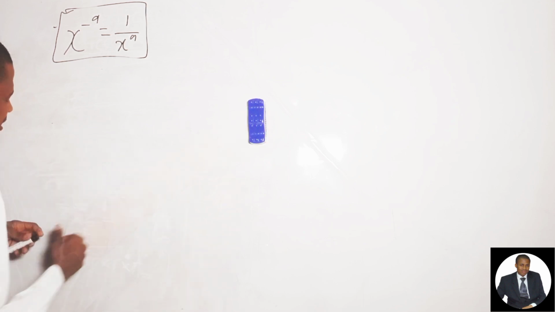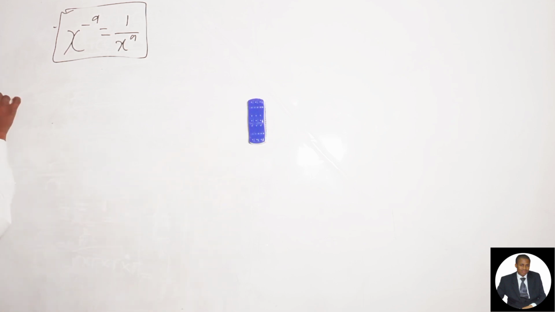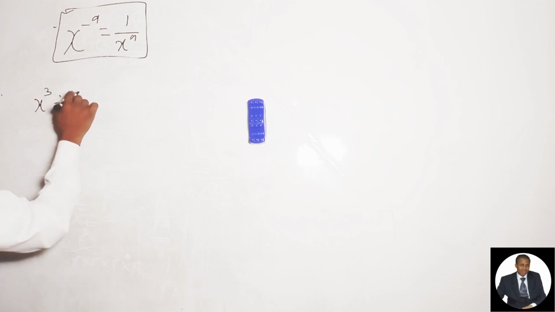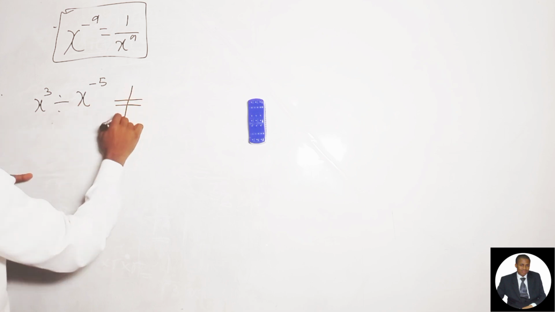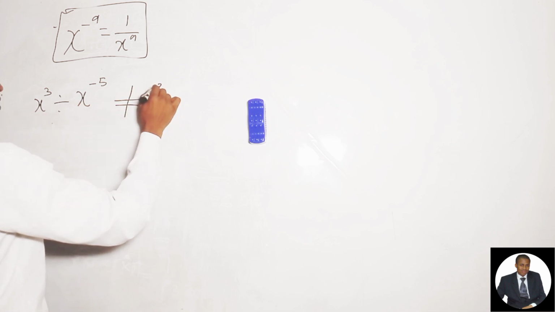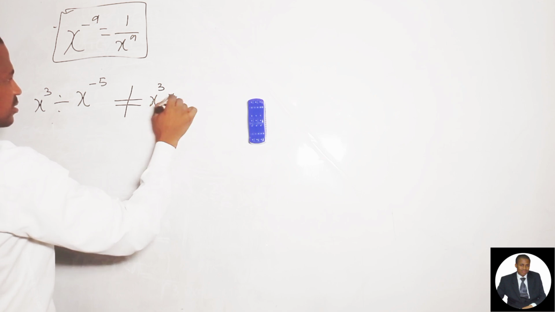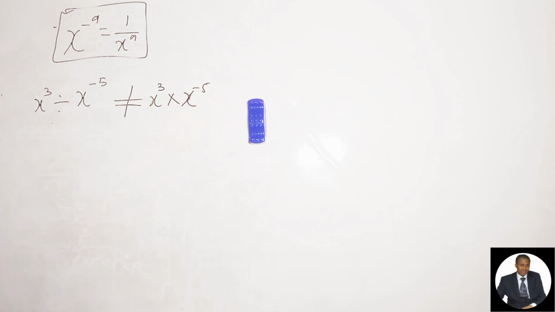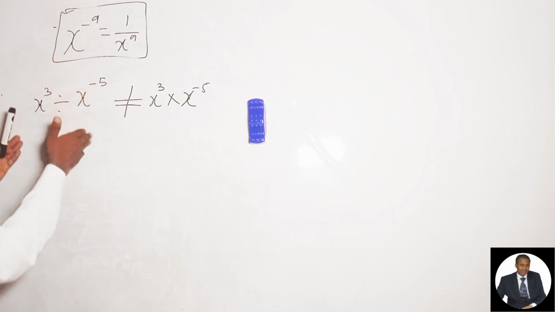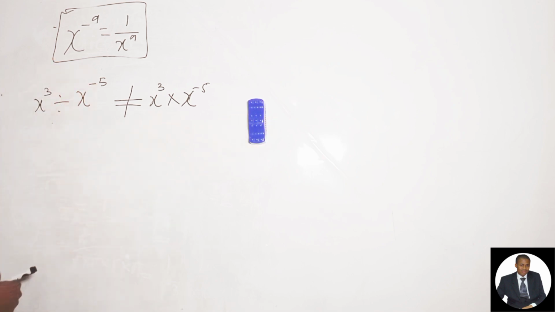Now let's look at a question that seems confusing. x cubed divided by x to the power of minus 5. This question is not the same as x cubed times x to the power of minus 5. A different thing. We need to know that very well. And we are going to answer both questions in parallel. So we'll answer this on this side, we'll answer this on this other side.